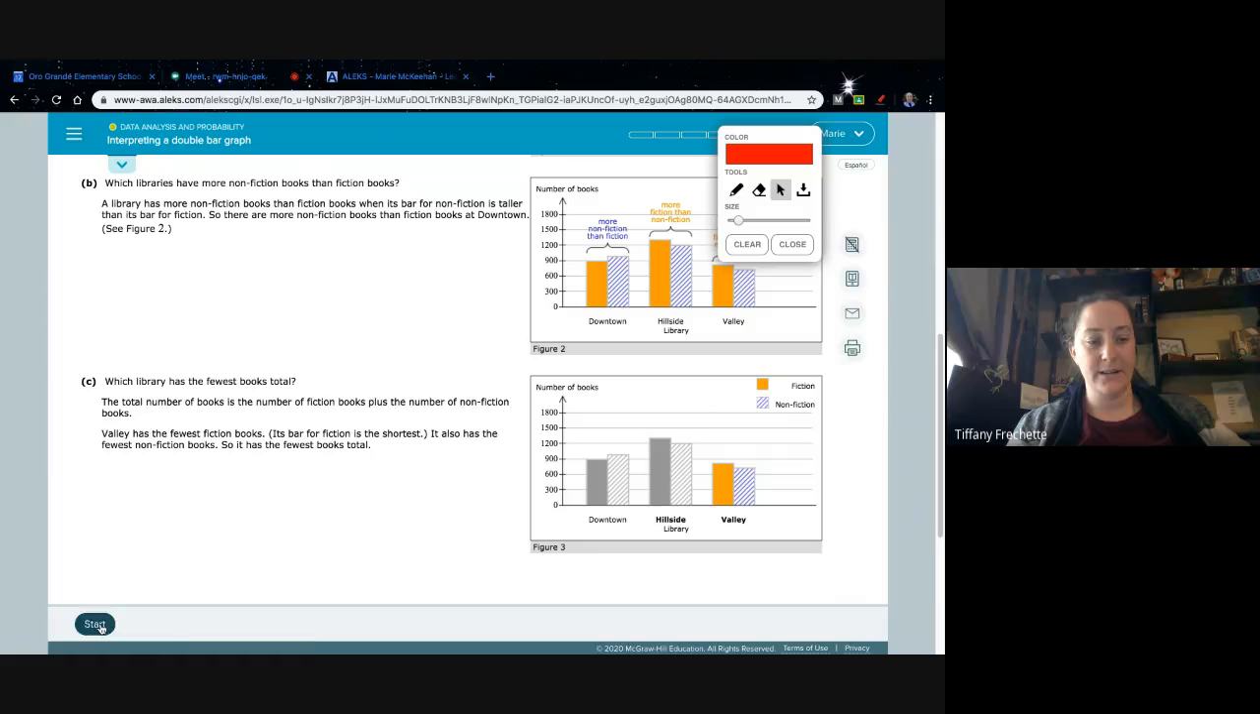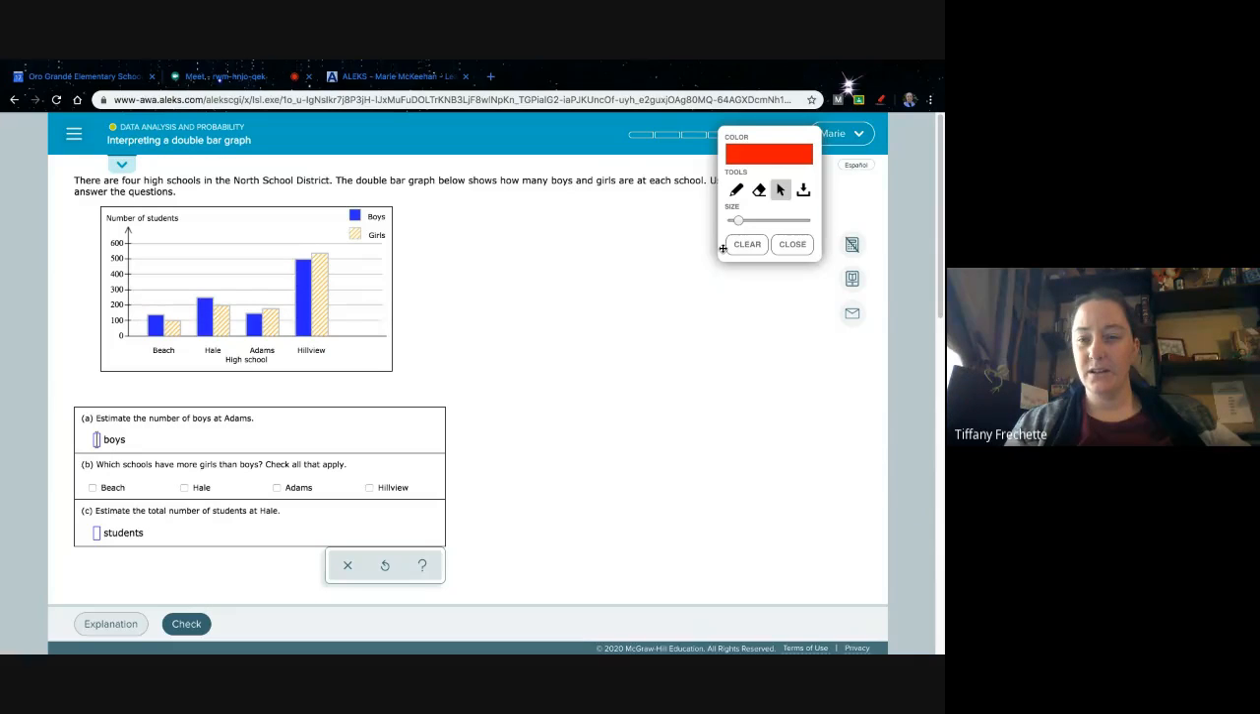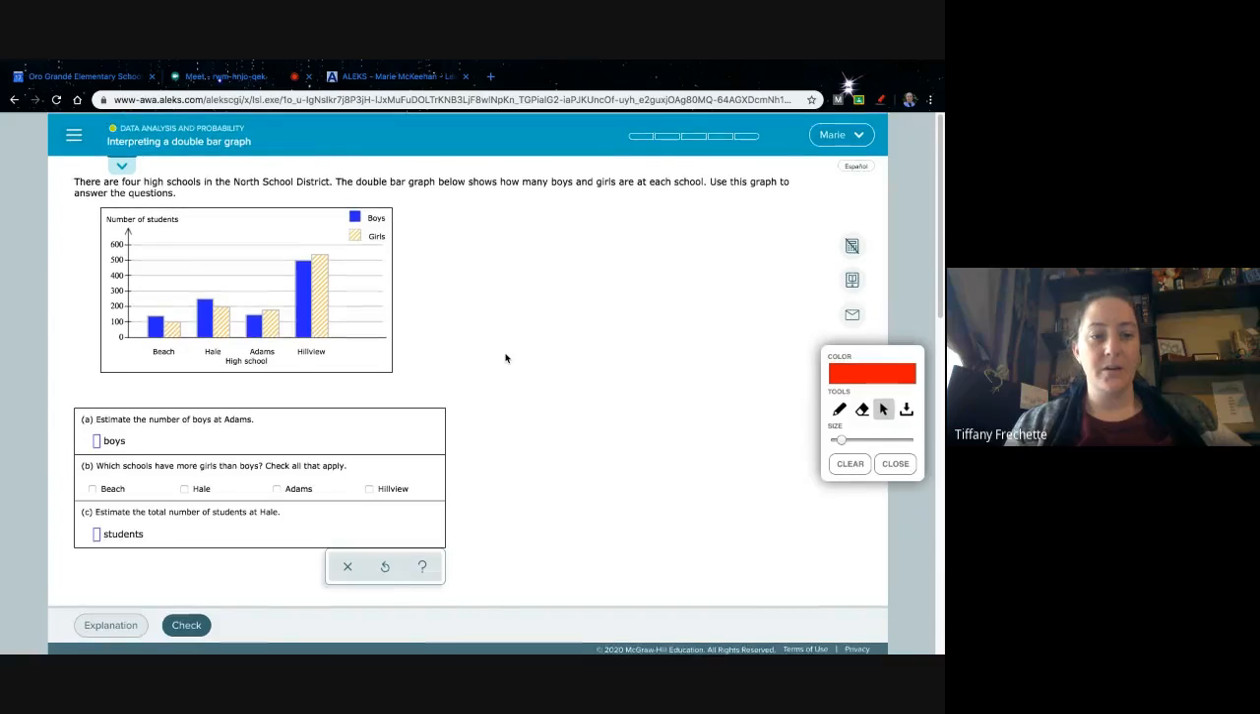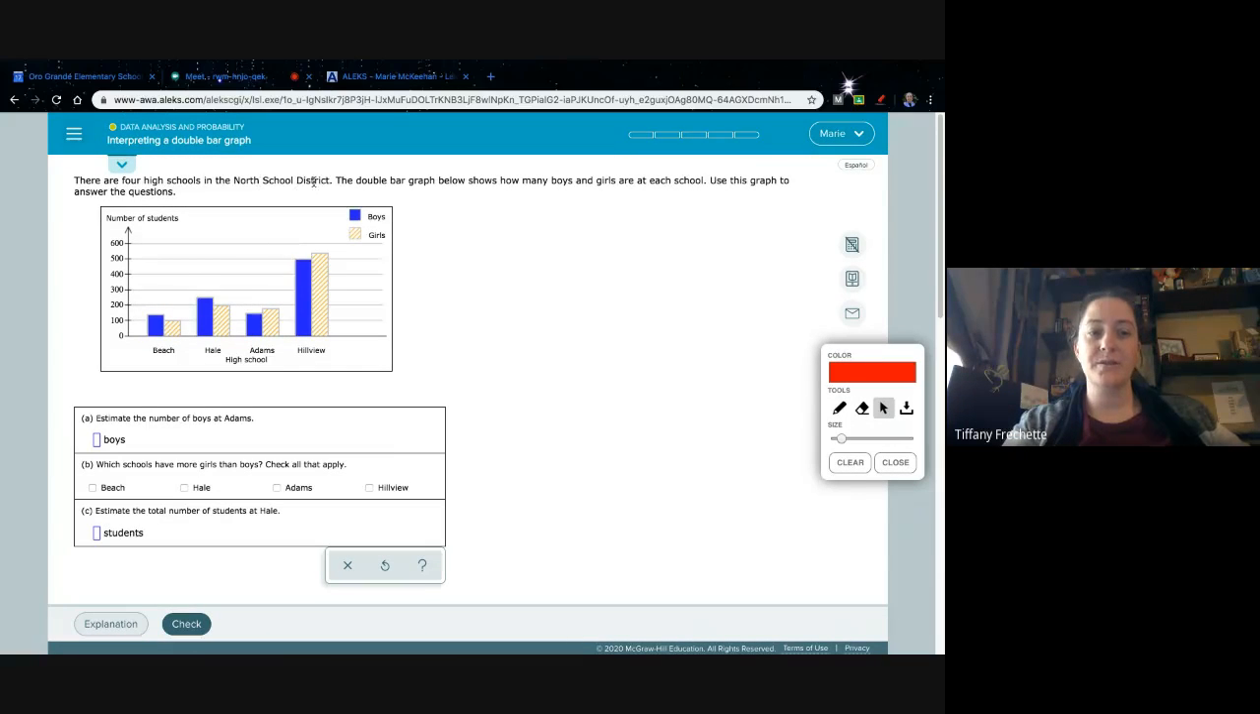All right, so let's go ahead and start this one. Move this down here. Okay. So there are 4 high schools in North School District. The double bar graph below shows how many boys and girls are at each school. Use this graph to answer the questions below. So along the side here, we have number of students. And again, it tells me that number of students right here at the top.